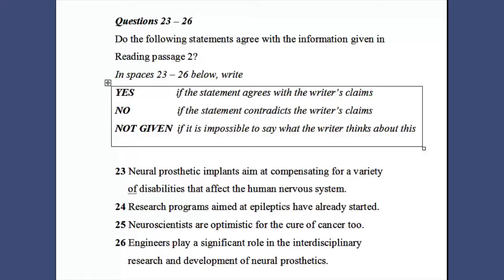For example, here in question 23, the phrase neural prosthetic implants seems like scientific and medical terminology. So, as a matter of fact, that cannot be paraphrased easily, so it is going to be the same in the text. The same goes with the word neuroscientists in question 25. And remember that the answers, all of them, yes, no, not given, will be used at least once. So, if you complete the task and you haven't used one of them at all, well, something went wrong.